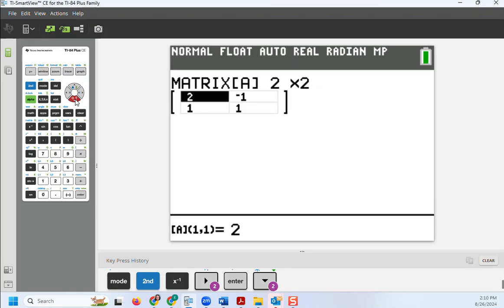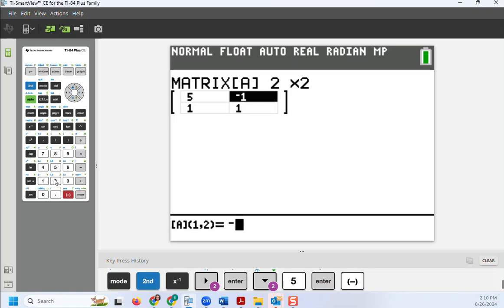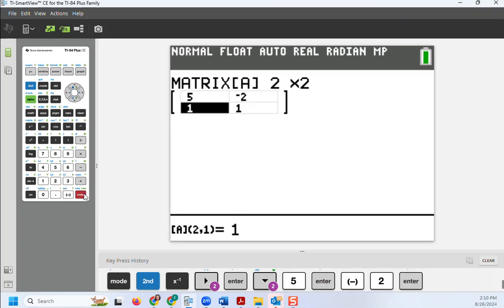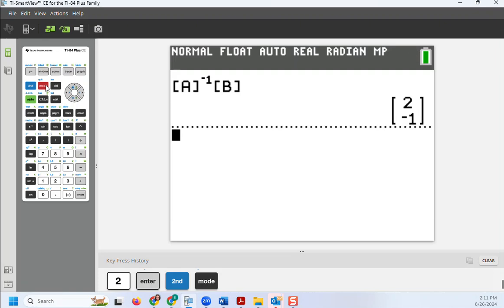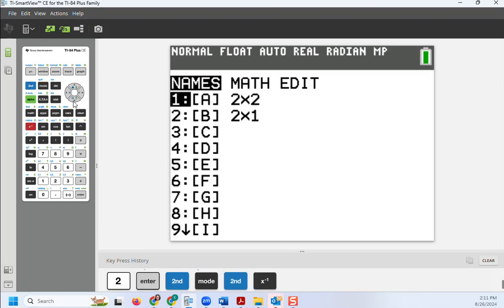Okay? And then I'm going to quit out of that. And I'm going to do second matrix again, do matrix B, which is again a 2 by 1, lucky. Oops, that's not what. See, I do that all the time. I do the wrong thing. Second matrix, edit. B. All right, and then go down. And this one is 7 and 17.